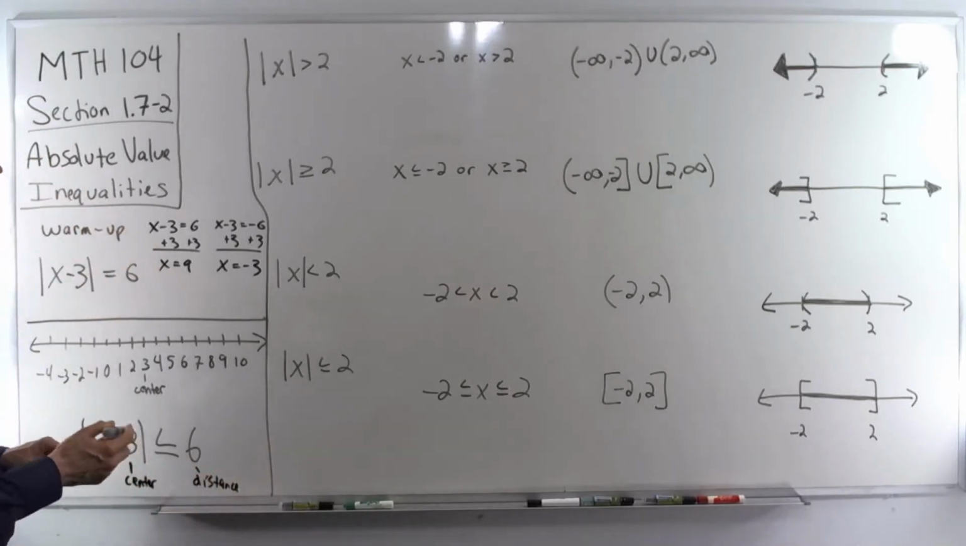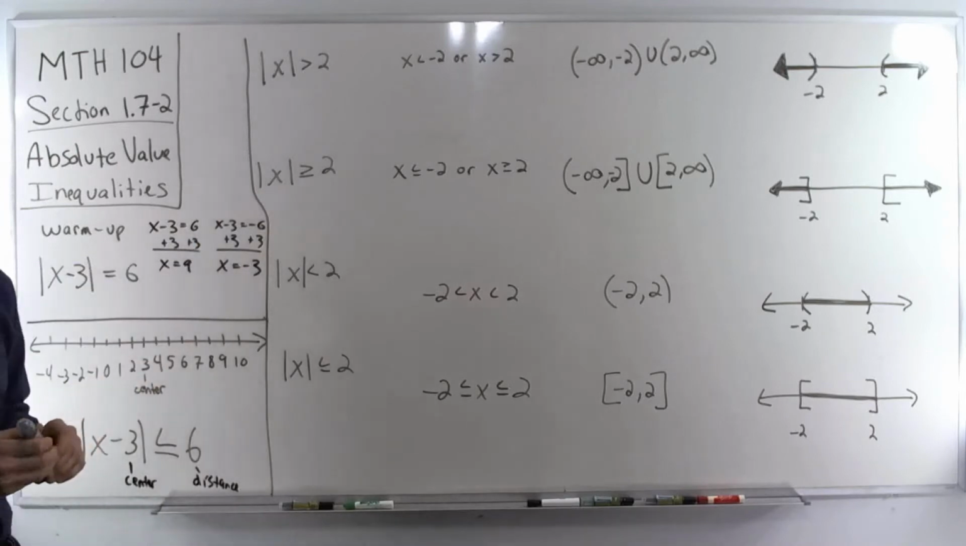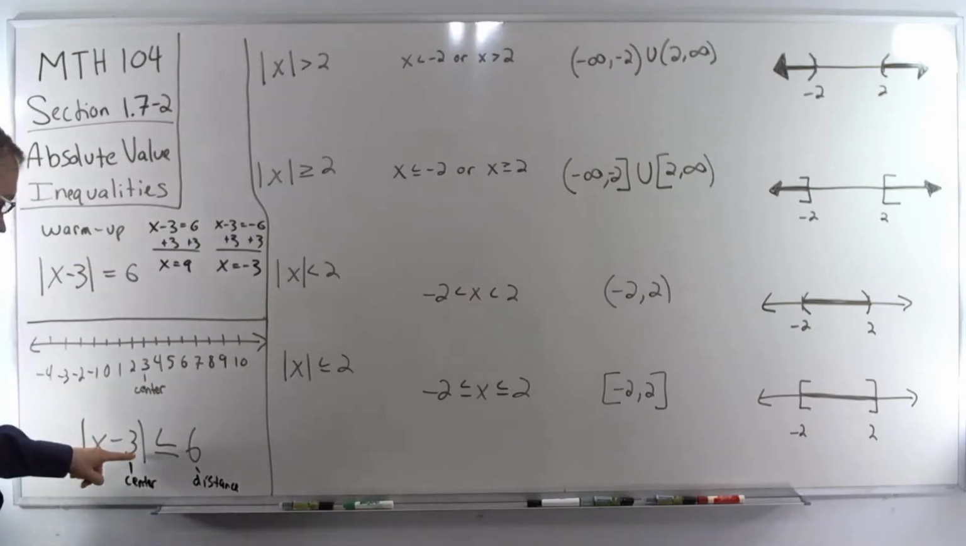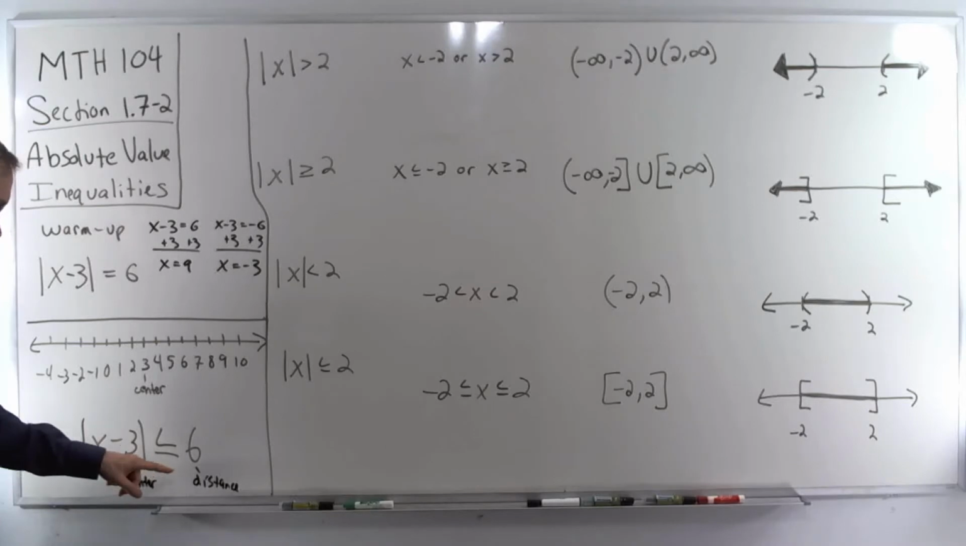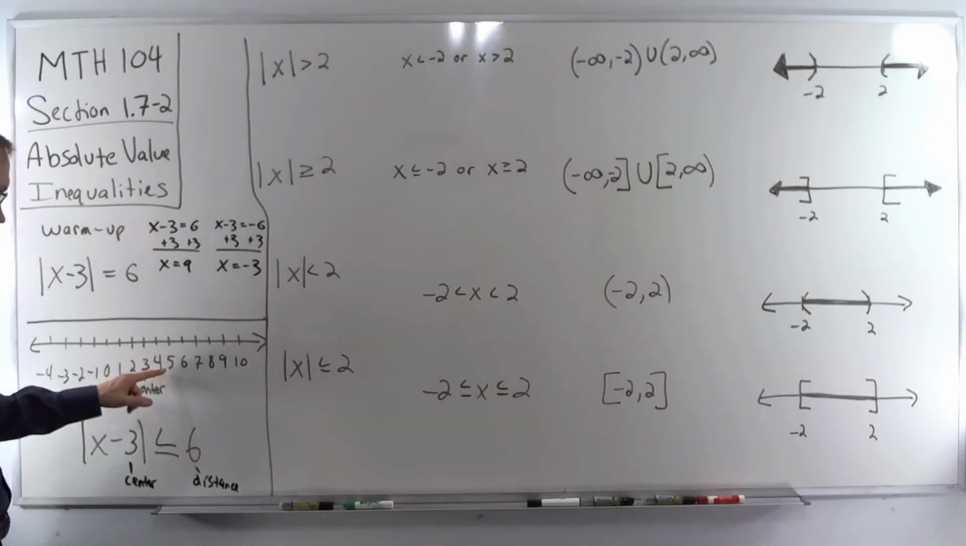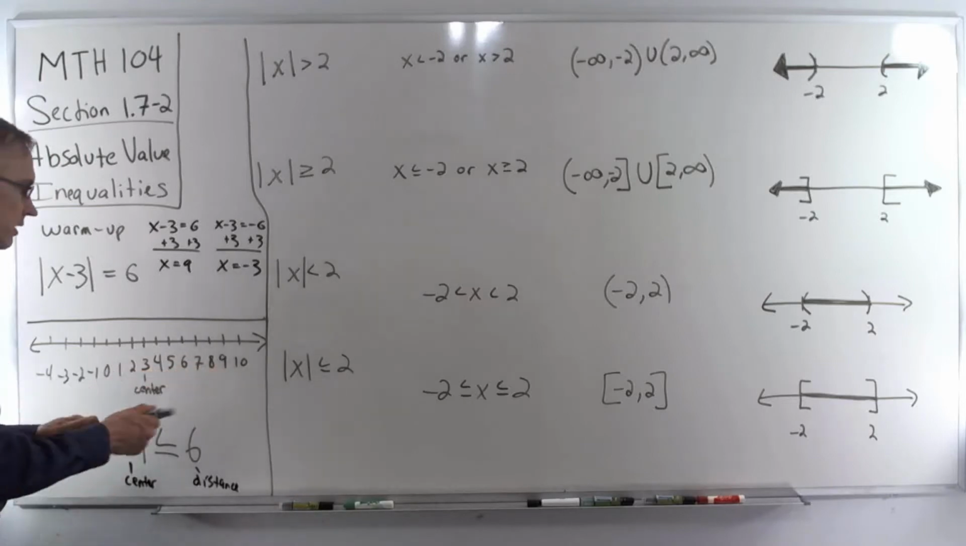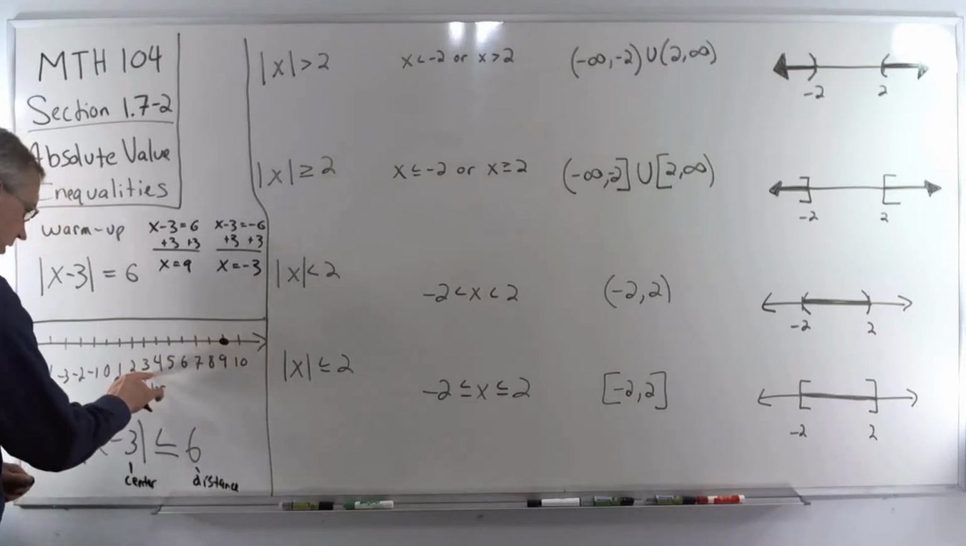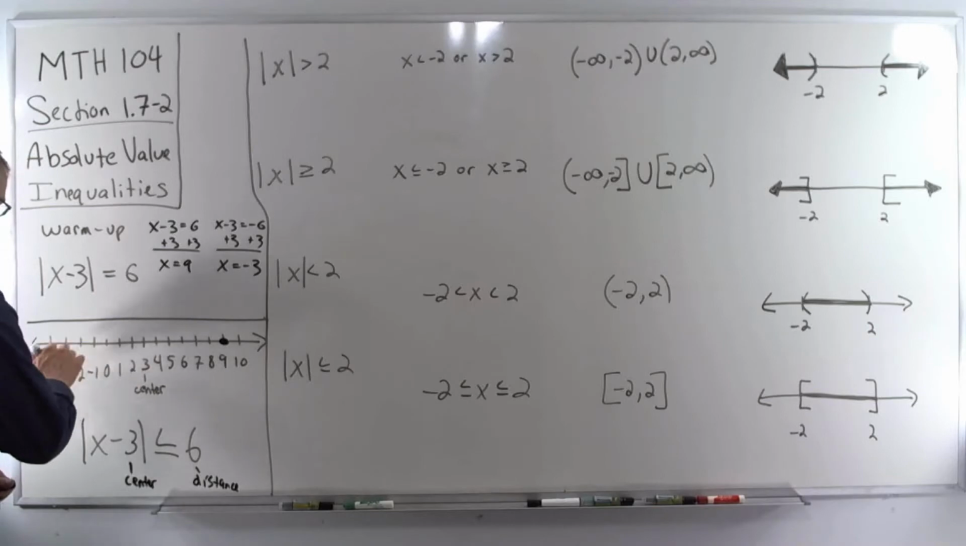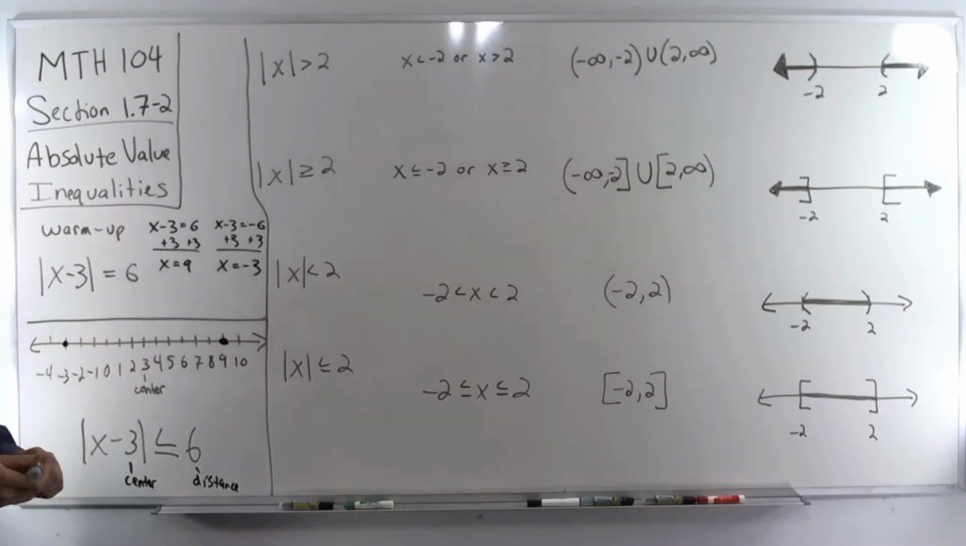Now, when we did regular absolute values, we were talking about the distance from 0. Now we're talking about the distance from 3. So the two points are 6 away from 3. We start at 3 and move 6: 1, 2, 3, 4, 5, 6 to the right, and we get 9. And from 3, 1, 2, 3, 4, 5, 6 to the left, and we get -3.